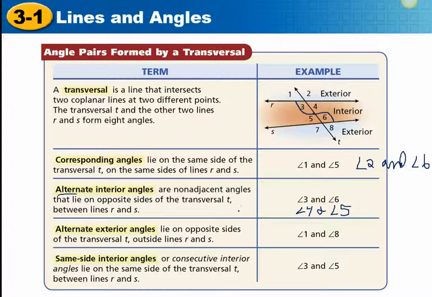That's my and symbol for today. Alternate exteriors are also on the opposite sides of the transversal, and they are outside of the two lines that the transversal cuts through. So angle 1 and 8, see angle 1 and 8, or angle 2 and 7 would be the other option. Angle 2 and 7.